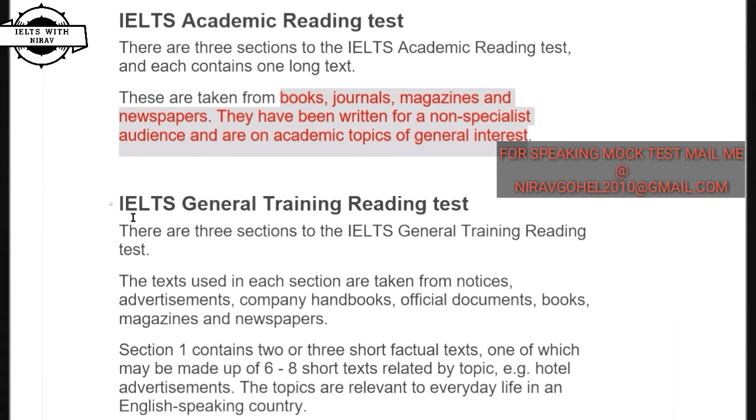Now let's have a look at general training. Three sections, that remains the same. The texts used in each section are taken from notices, advertisements, company handbooks, official documents, books, magazines and newspapers. So some of the content will remain the same. Here you can see notices, advertisements, company handbooks. So this is for general training.